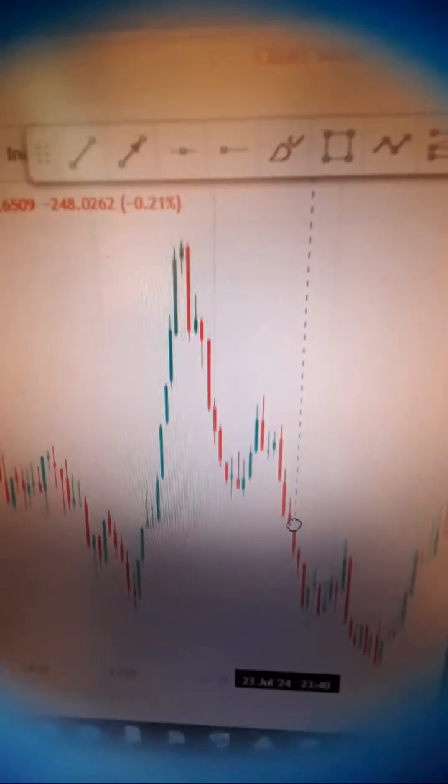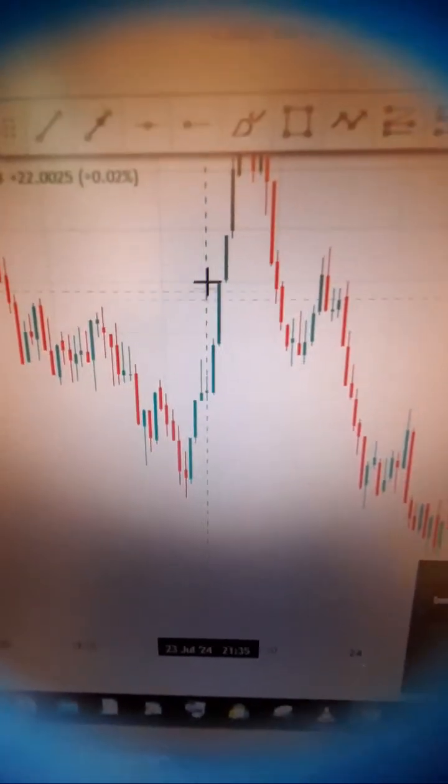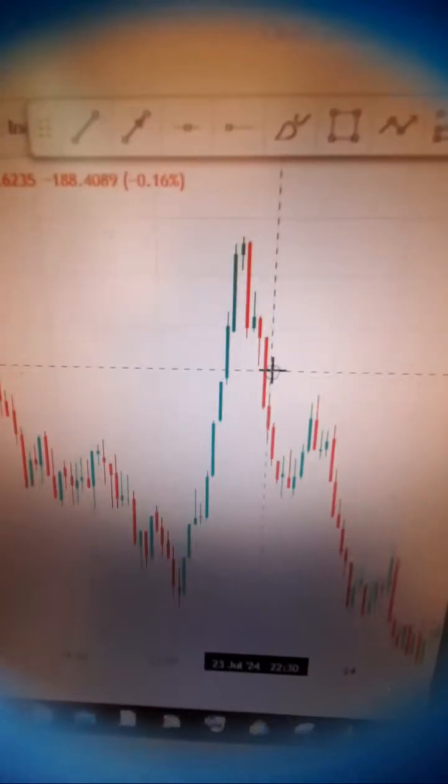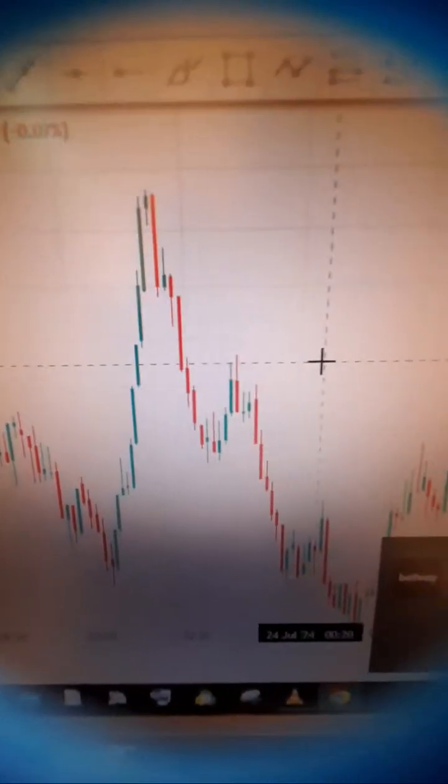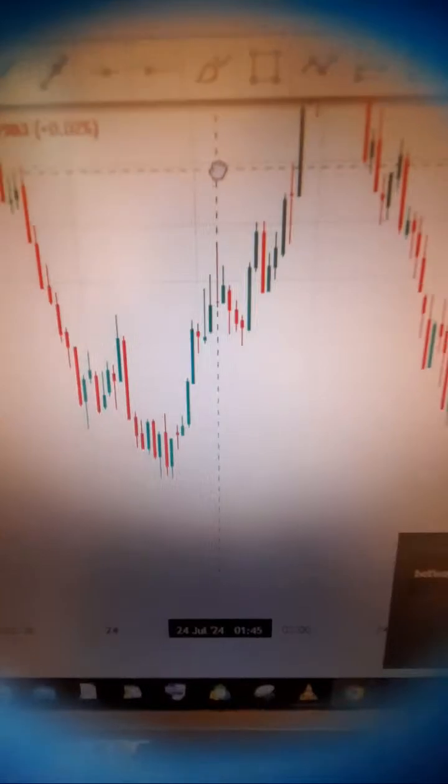You can see that the same thing got repeated exactly here, but unfortunately when it was coming up, it was not looking good. You can leave it as well. You have to find a good setup.